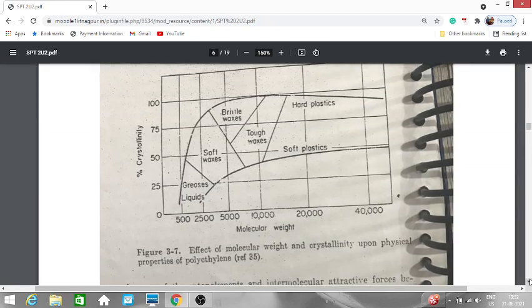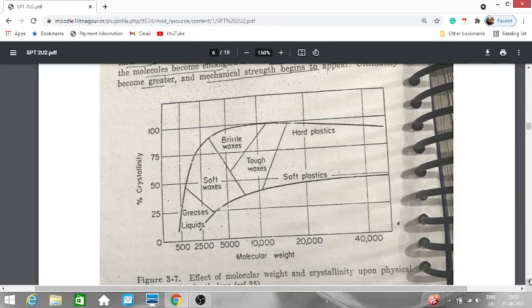So you can see here molecular weight is increasing on the x-axis: 500, 2500, 5000, 10,000, like that, and percentage crystallinity. So it's just direct, percentage crystallinity is directly proportional to molecular weight, because initially it was liquids, greases. Then as the molecular weight increased, it became soft waxes, then brittle waxes, then tough waxes, then hard plastics, then soft plastics.